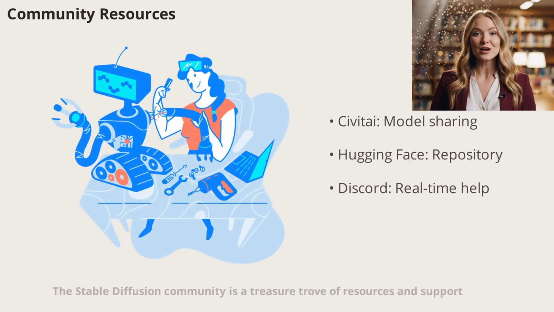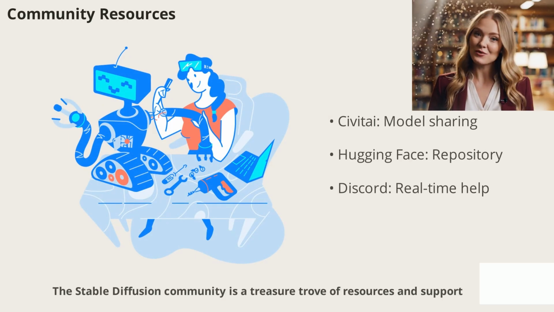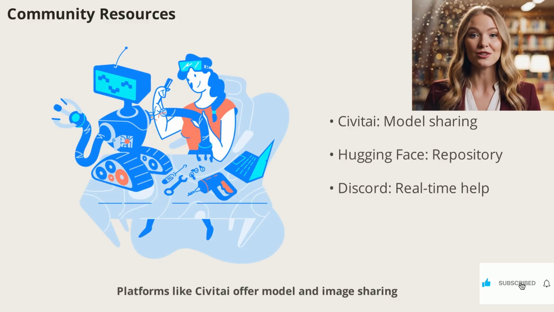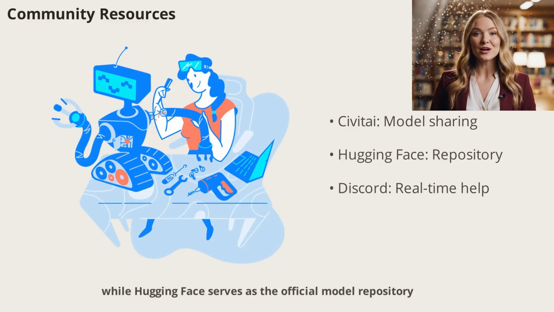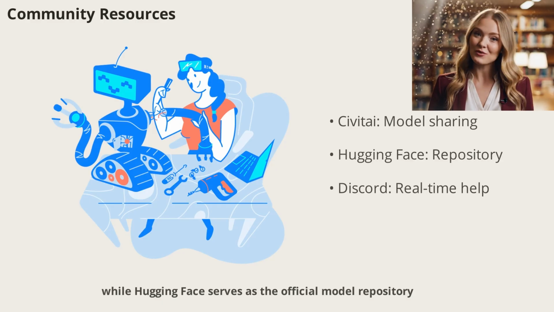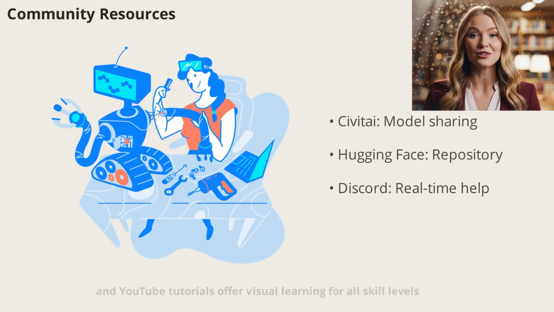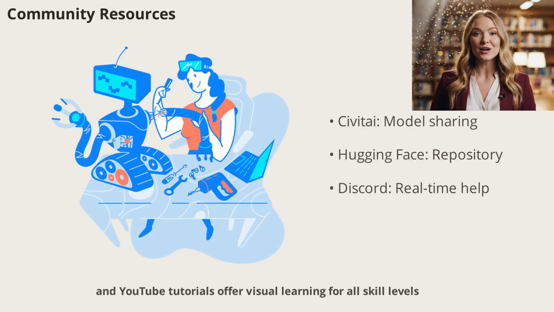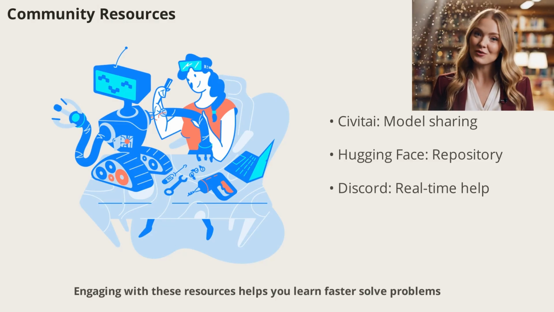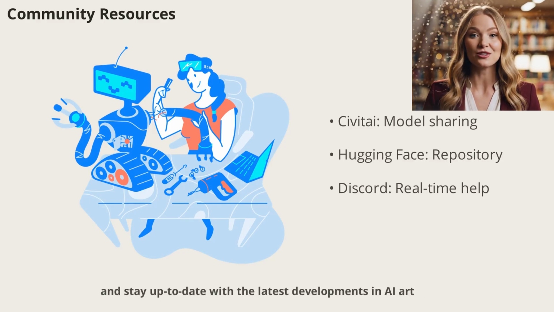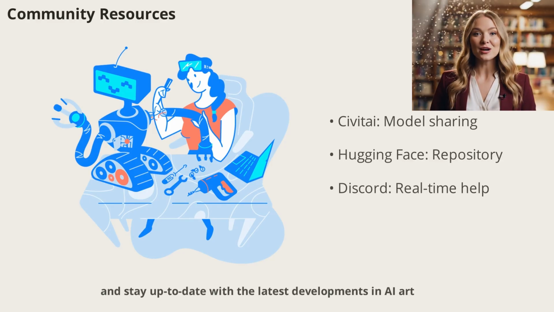The Stable Diffusion community is a treasure trove of resources and support. Platforms like Civitai offer model and image sharing, while Hugging Face serves as the official model repository. Discord communities provide real-time help and sharing, and YouTube tutorials offer visual learning for all skill levels. Engaging with these resources helps you learn faster, solve problems, and stay up to date with the latest developments in AI art.